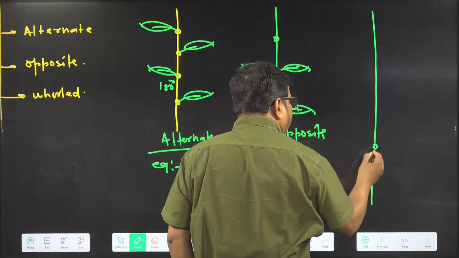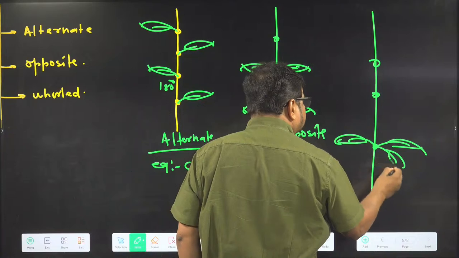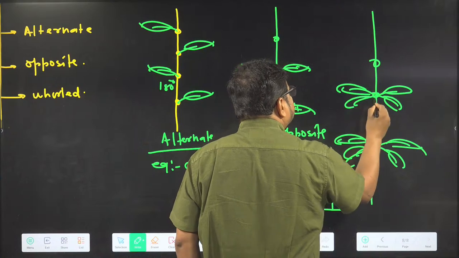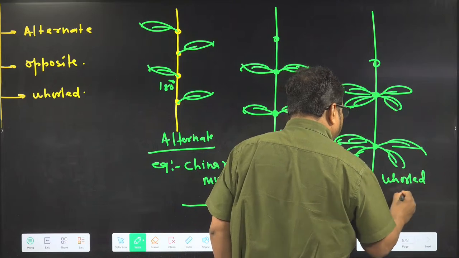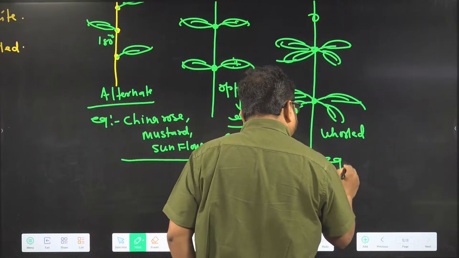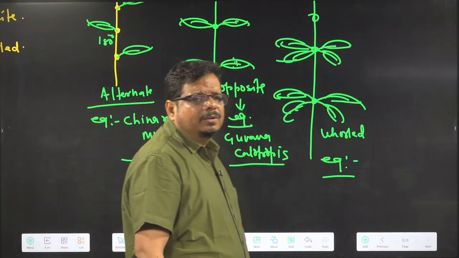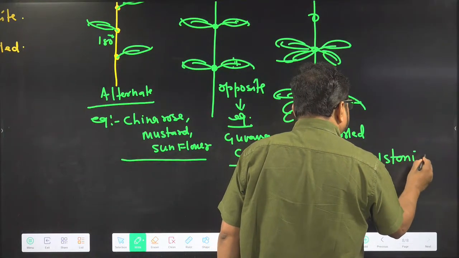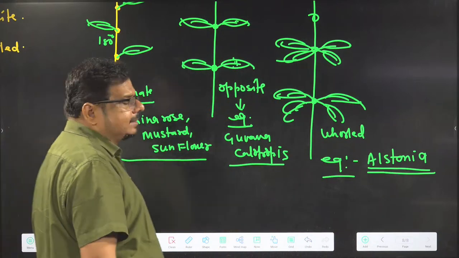Now the third type of phyllotaxy we are going to deal with, just according to NCERT only. This is the node. From each node, many leaves are arising. You just have a look. That is called whorled phyllotaxy. And what is the example of whorled phyllotaxy? Alstonia. Very good. Alstonia. Understanding the idea? Alstonia is the example of which one? Whorled phyllotaxy. Is it clear?